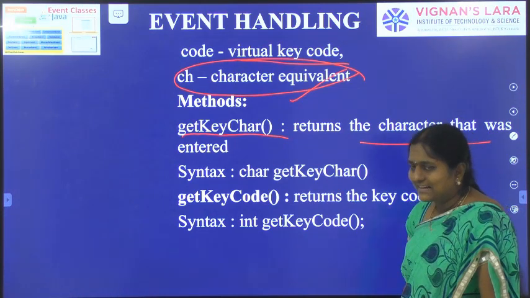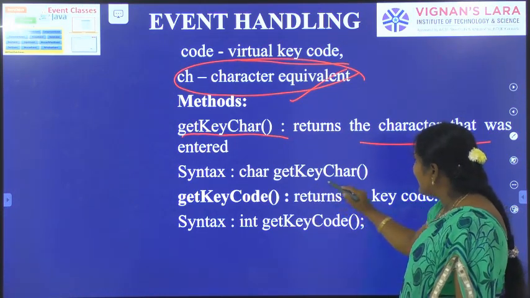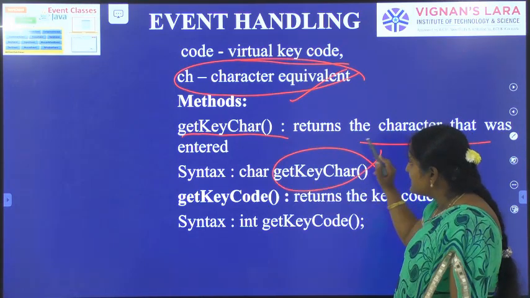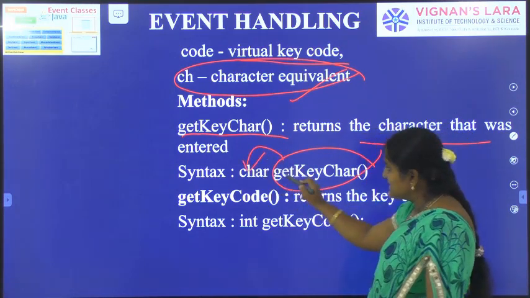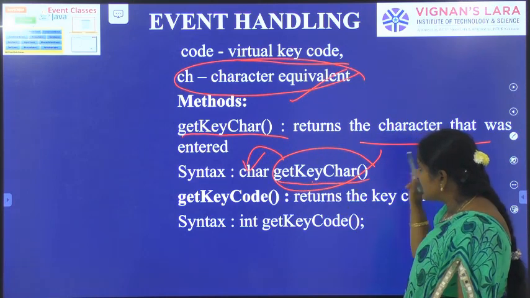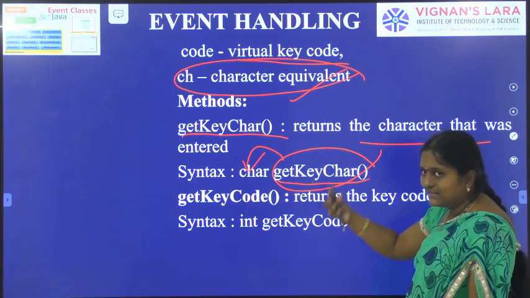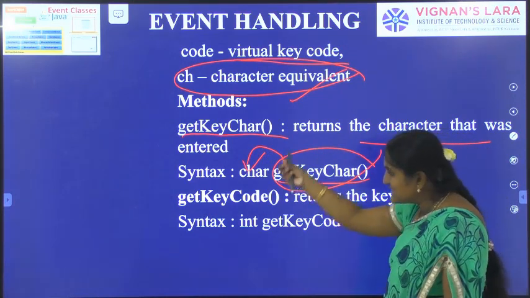So it returns the character. Next one, syntax: char getKeyChar(). The getKeyChar method returns which type? Char. Sometimes you want to know which character was entered in the component area, so it returns the char type.